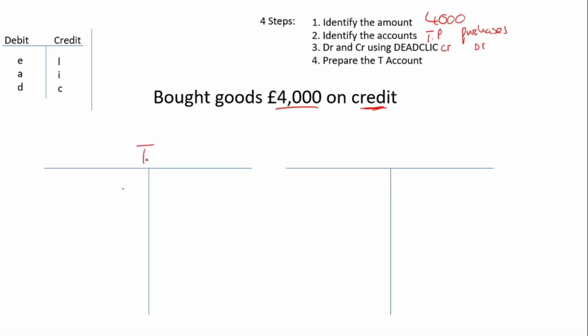So we're going to have an account for trade payables and an account for purchases. We're going to debit purchases £4,000 and credit trade payables £4,000. So we're going to write purchases here and we're going to write trade payables here.